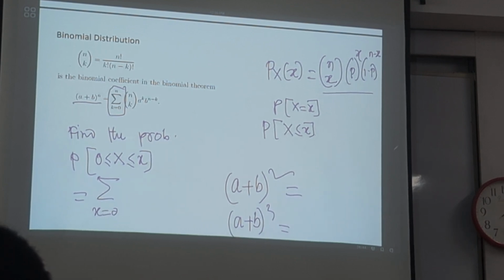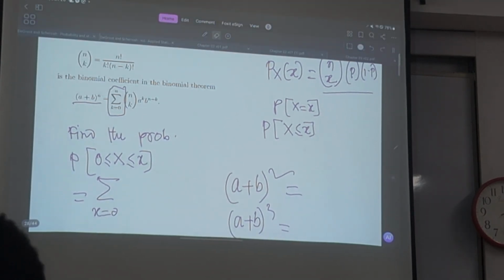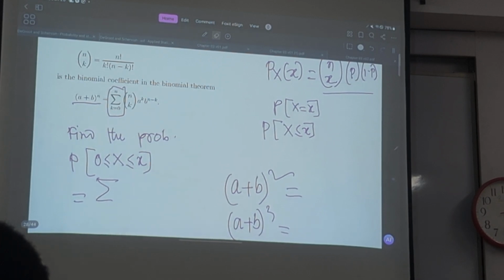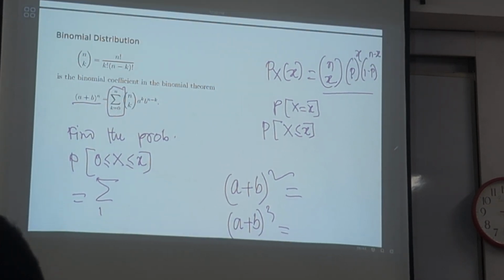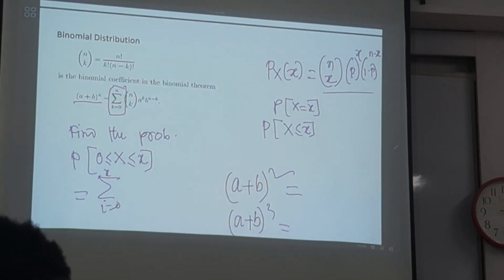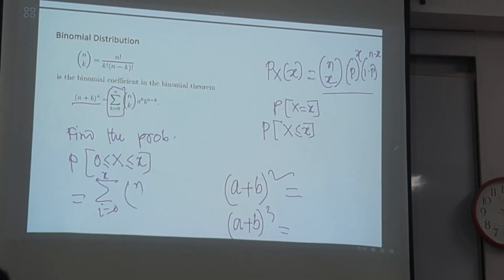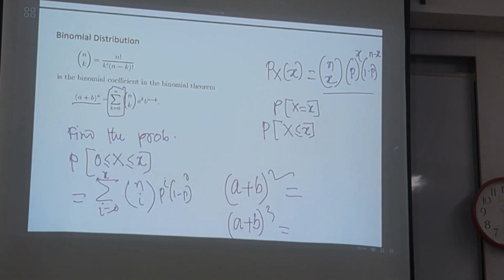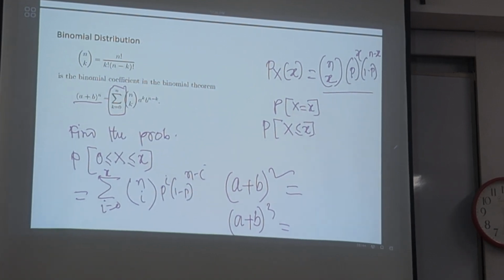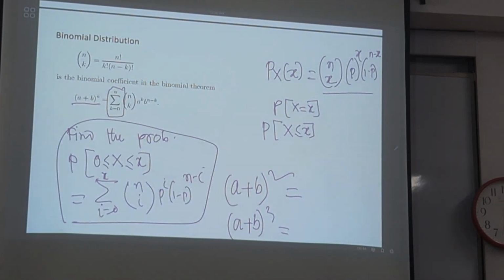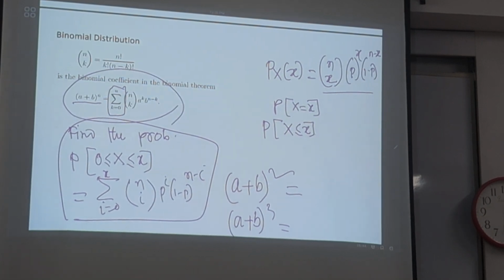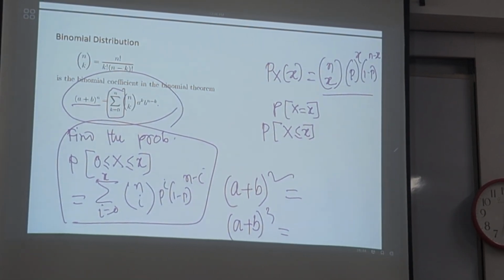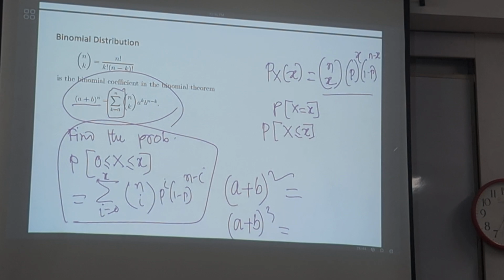So this probability is the sum for i equal to 0 to x of n choose i, p to the i, 1 minus p to the n minus i. Right? So now you can see this and this are the same. Next one we call it the binomial distribution.